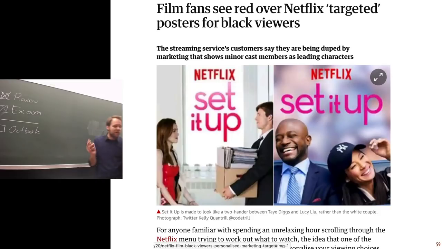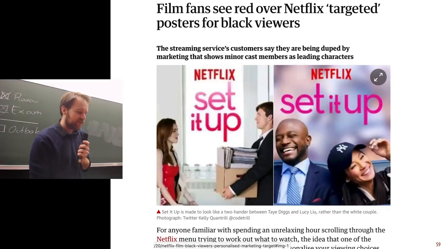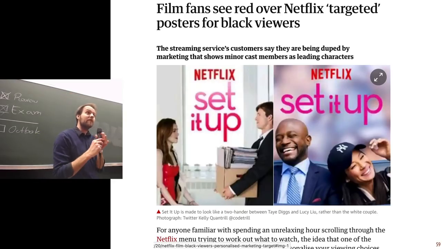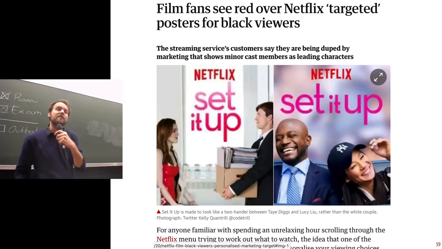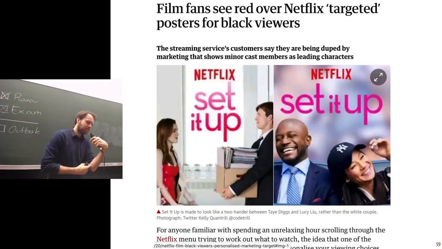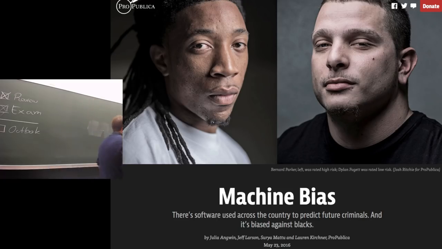Which just goes to show that if you put a little bit of machine learning into your system, you need to be very careful and monitor your system very carefully before it starts providing lots of unintended consequences. So this is a little PR problem for Netflix, but they'll recover from it and it all blows over.